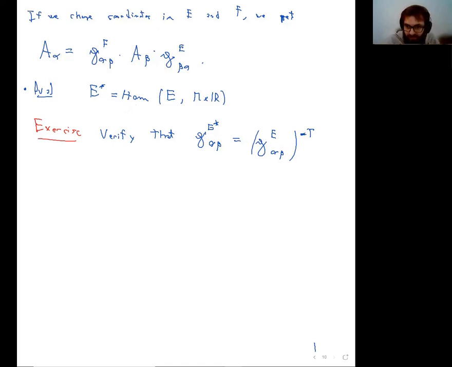And the second exercise: prove that the bundle of morphisms from E to F is isomorphic to E star tensor F.